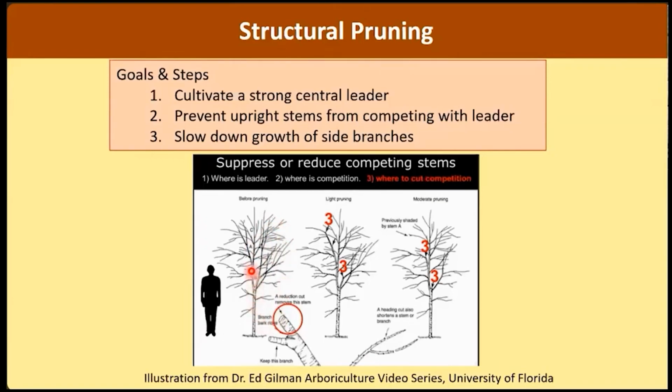Let's look at A. Right here, there is a vertical portion that's competing against the central leader. So we definitely want to take that out. And you could say, if you want to prune a little more severely, to make the cut right here where I put the dot. And that will give us a remaining branch pointed maybe 60 degrees outward. So you can see that there are different choices depending on how harshly we want to prune. And in fact, that's what the examples on the rest of the graph show us.